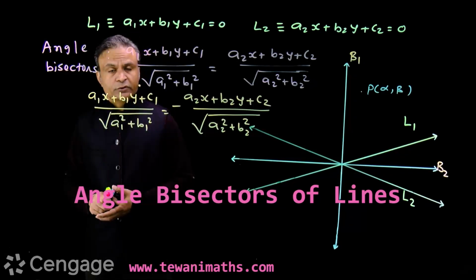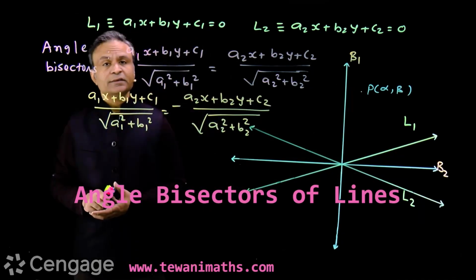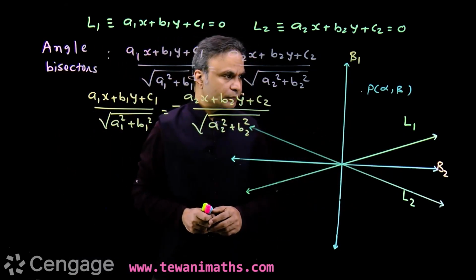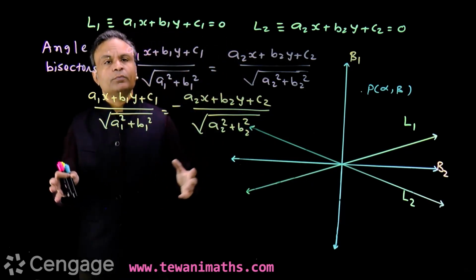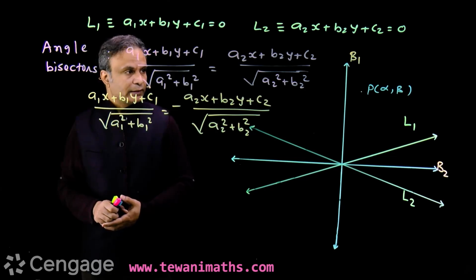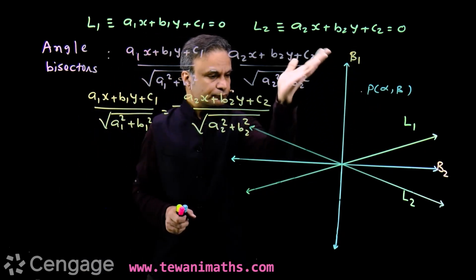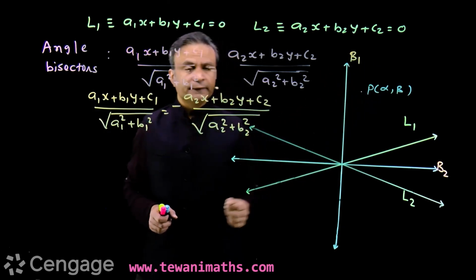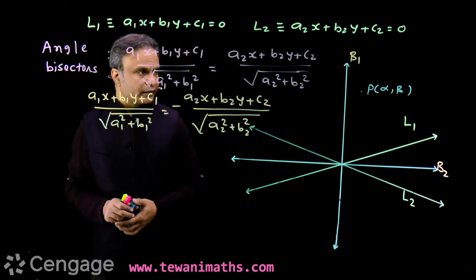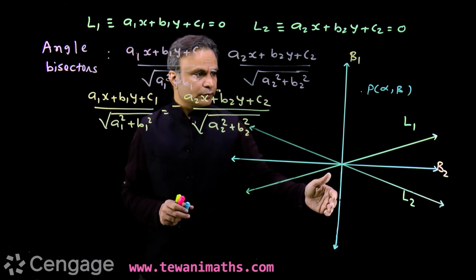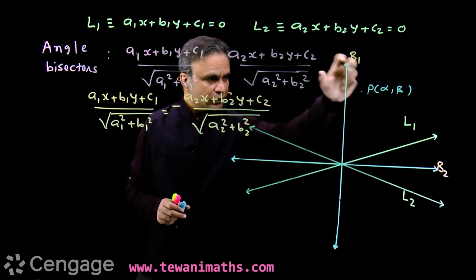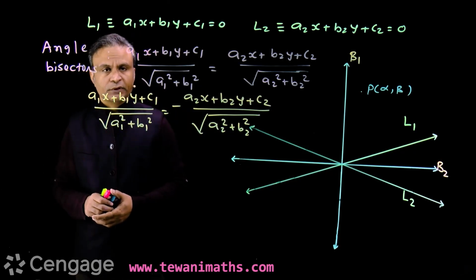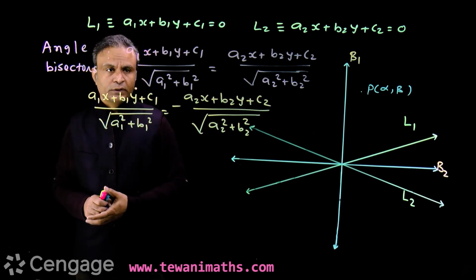Now let's see how to find the equation of the angle bisector through the region which contains the given point. Here we have two lines L1 and L2. These two lines divide the plane into four parts, four regions. Now point P is in this region, the region formed by L1 and L2 here. We have to find the equation of the angle bisector which passes through the region which contains point P, whose coordinates are alpha comma beta. How will we find this equation? We have to understand this.